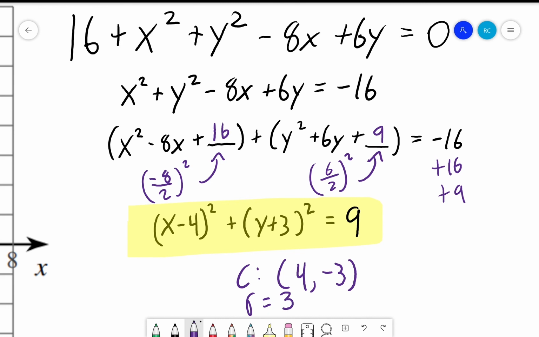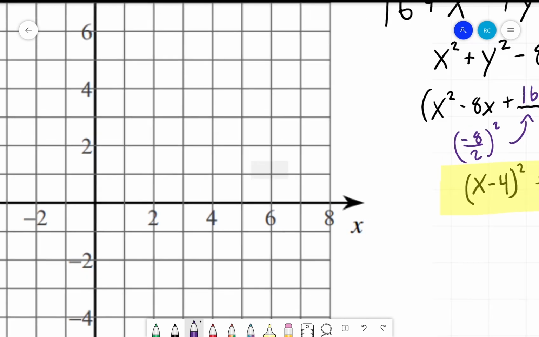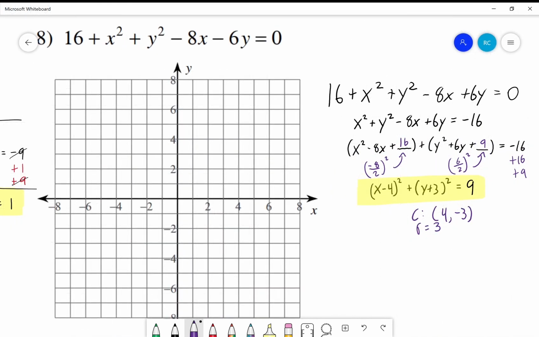So let's go ahead and take a look at the graph. All right, 4, -3 looks like it's right about here. And there is my circle with radius 3.